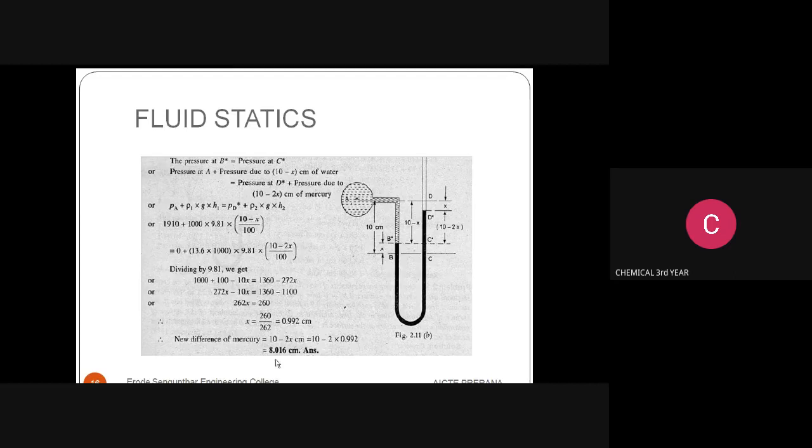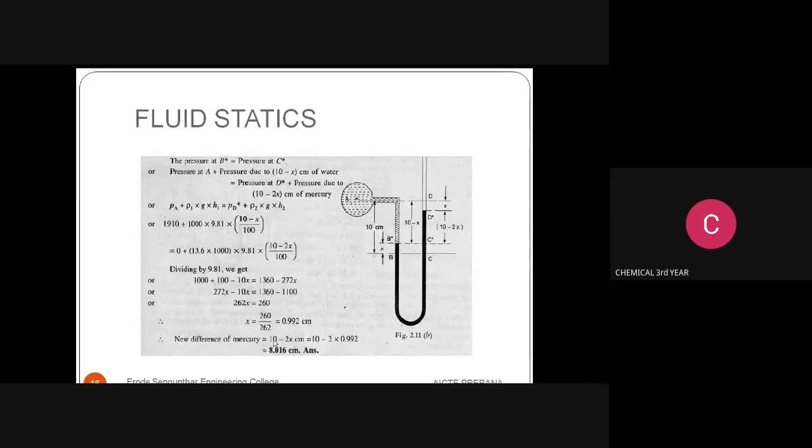So new difference of mercury is 10 minus 2x. You have determined x, which is nothing but the rise of mercury in the left limb or the fall of mercury in the right limb. So 10 minus 2 into 0.992. So that is your new difference of mercury.